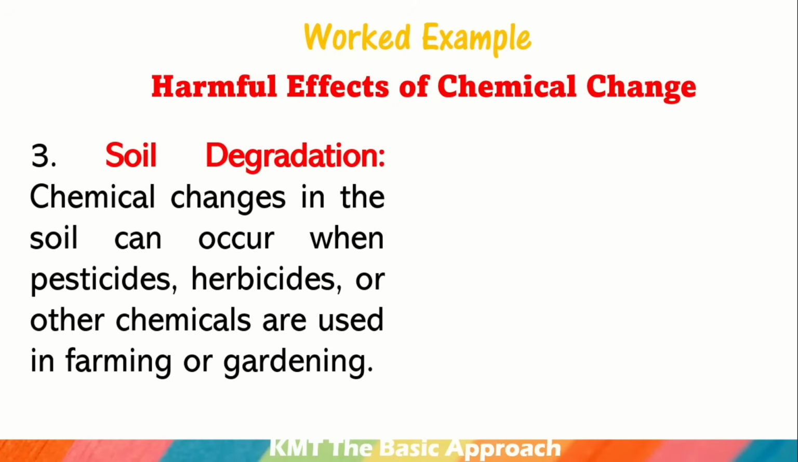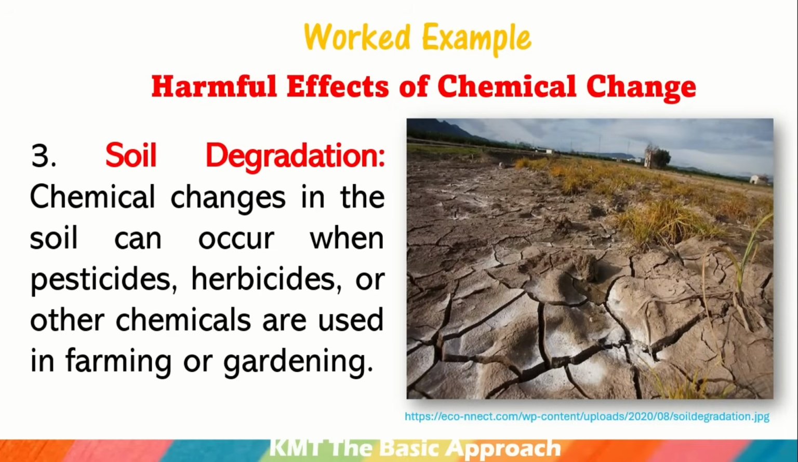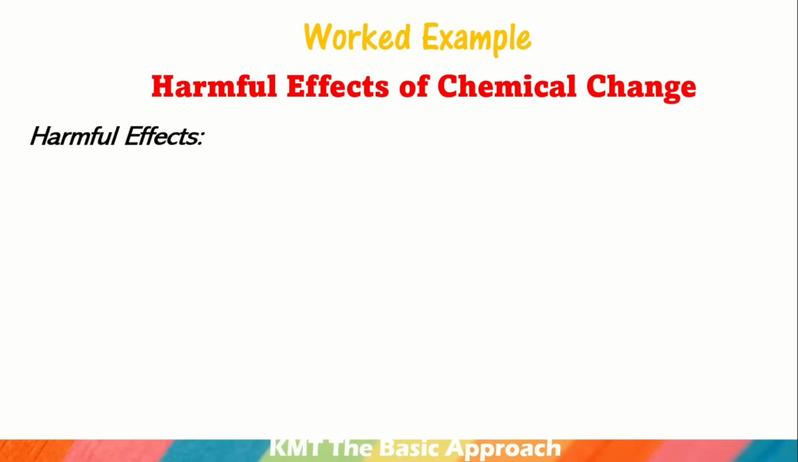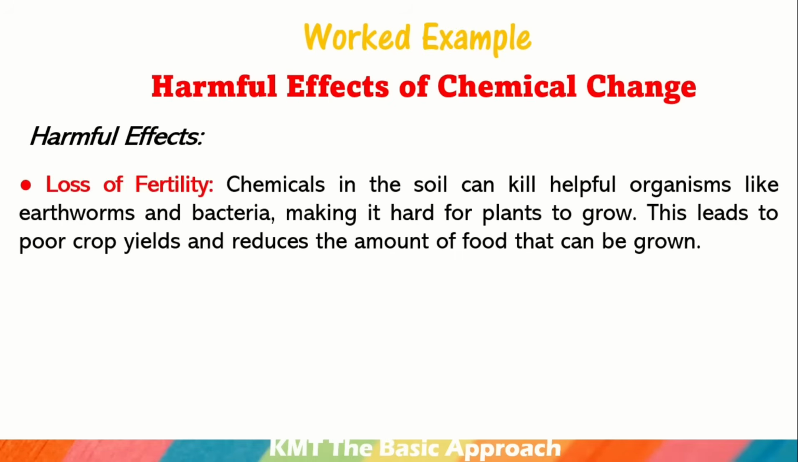Number 3. Soil degradation. Chemical changes in the soil can occur when pesticides, herbicides, or other chemicals are used in farming or gardening. Harmful effects. Loss of fertility. Chemicals in the soil can kill helpful organisms like earthworms and bacteria, making it hard for plants to grow. This leads to poor crop yields and reduces the amount of food that can be grown.